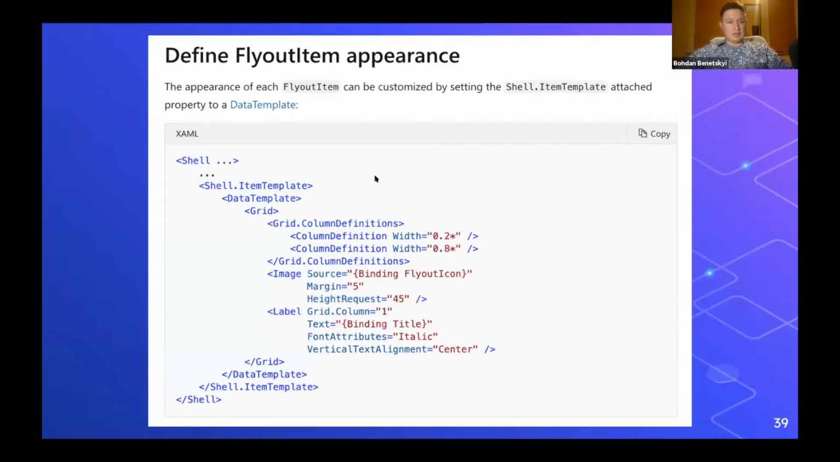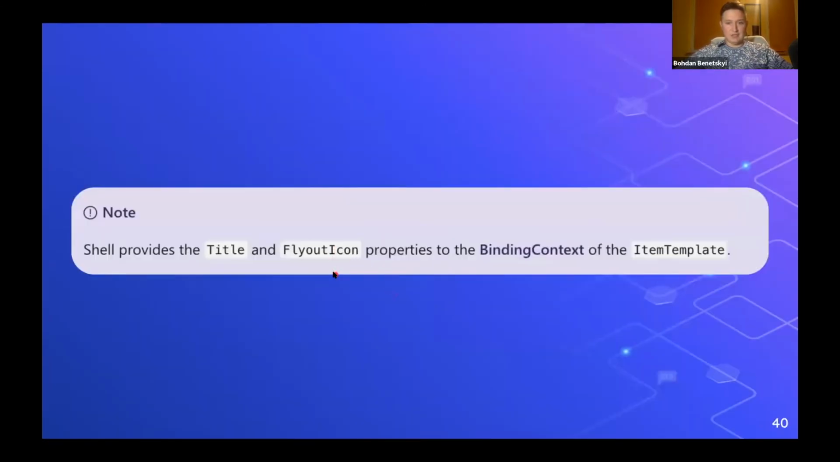So let's talk about appearance. One more cool thing is that we can modify the shell item template to show our items in a different way, just customizing their image and label as we want. Here we get only a flyout icon and a title from the binding context for each element that we have in the flyout menu. So it's one more plus, that we can provide a better user experience according to our requirements.